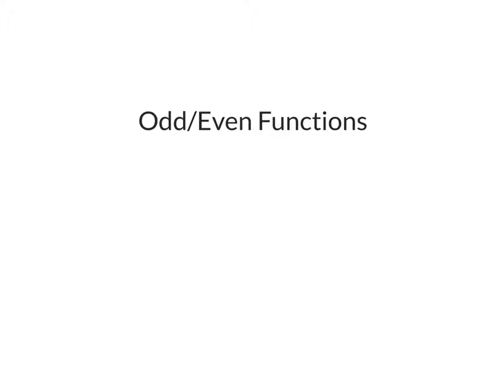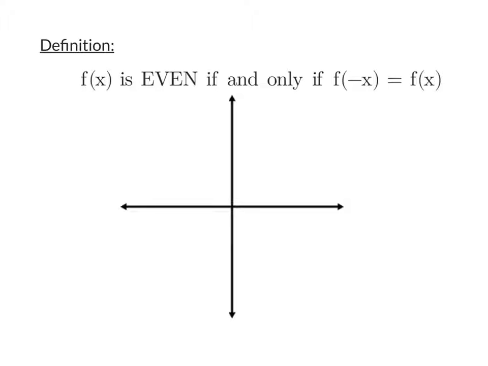Let's take a look at even and odd functions. By definition, f of x is going to be known as an even function if and only if f of negative x is equal to f of x. So what does that mean for us?